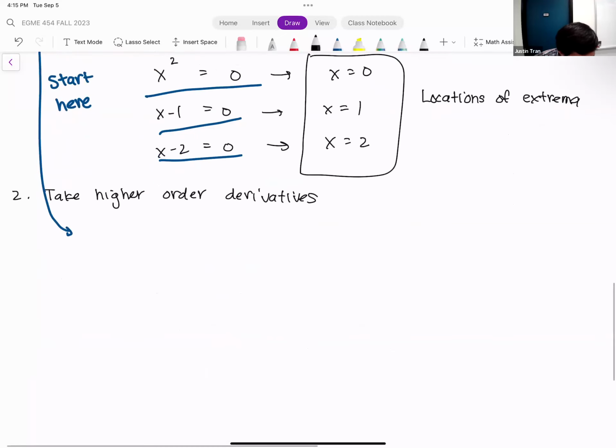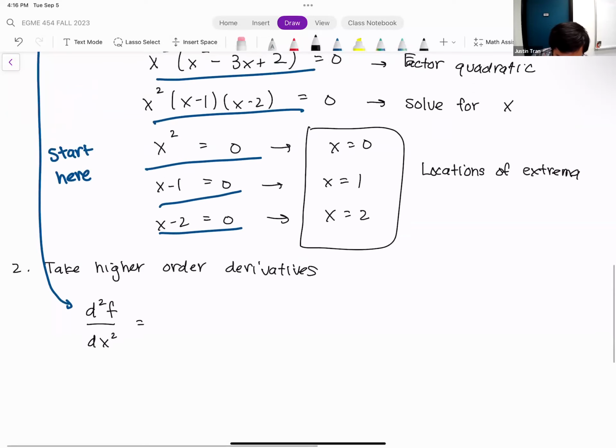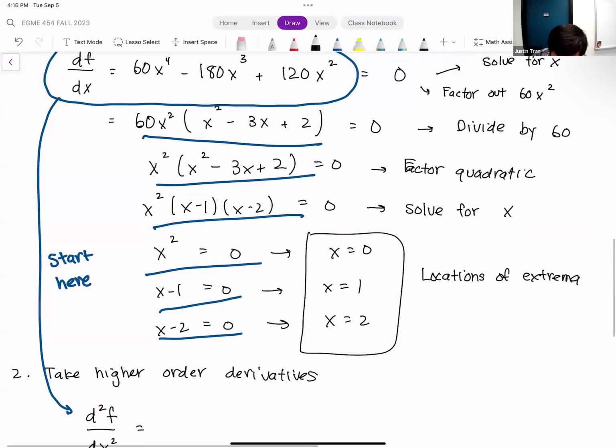Let's go ahead and take the second order derivative of this, d squared f over dx squared. If we perform the power rule on this again, we have 60 times 4, which is 240 x cubed, minus 180 times 3, that is 540 x squared, plus 240.